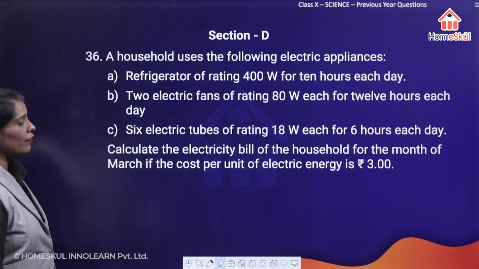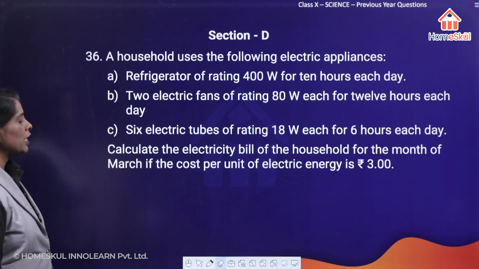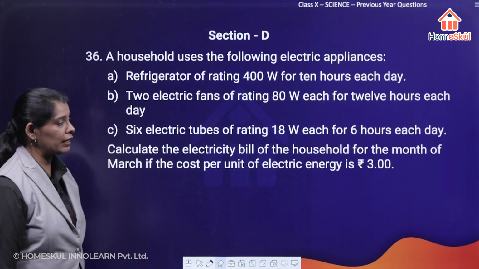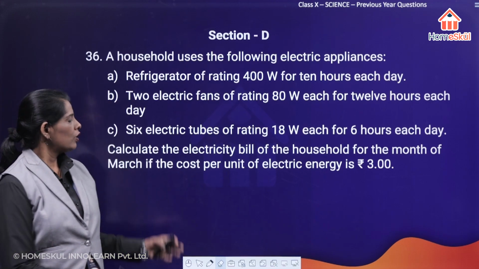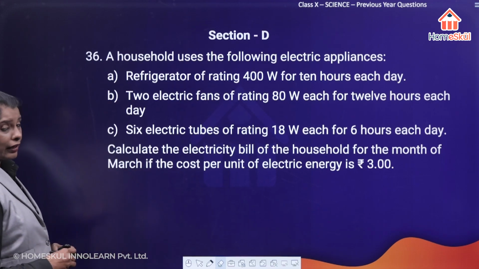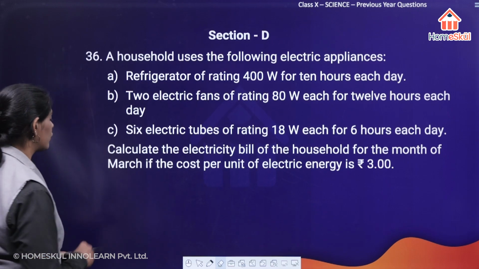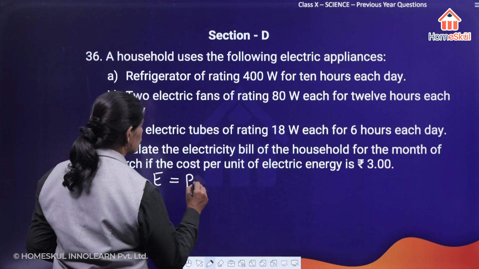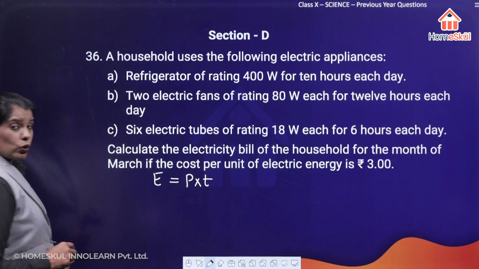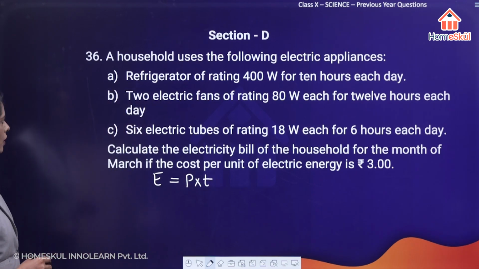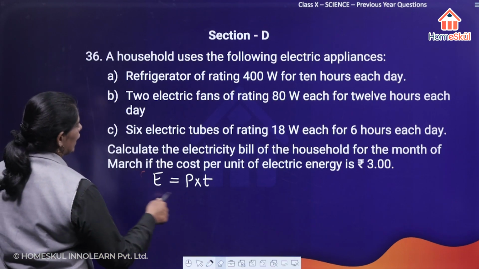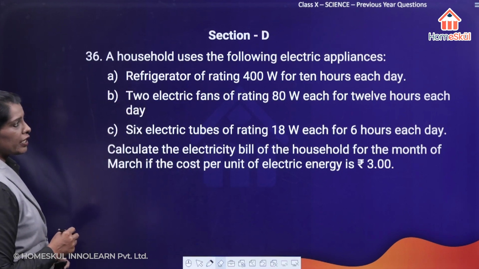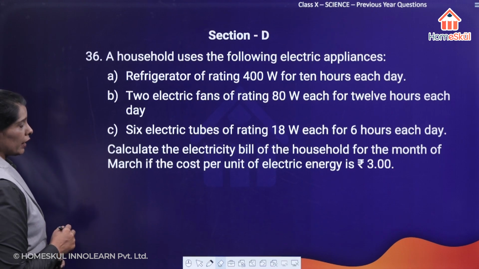Calculate the electricity bill of the household for the month of March if the cost per unit of electrical energy is Rs 3. So now we know that to calculate the electrical energy, we have the relationship between energy, power and time, that is E equal to P into T. So let's use this formula to calculate this. For the first one, that is the refrigerator of rating 400 watt for 10 hours each day.